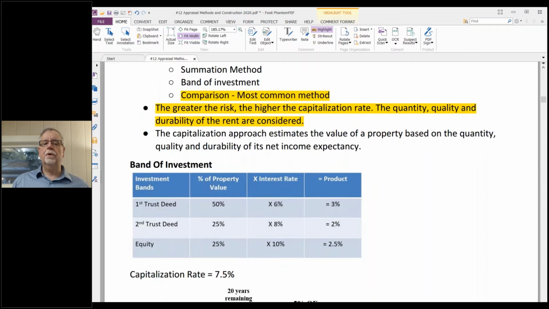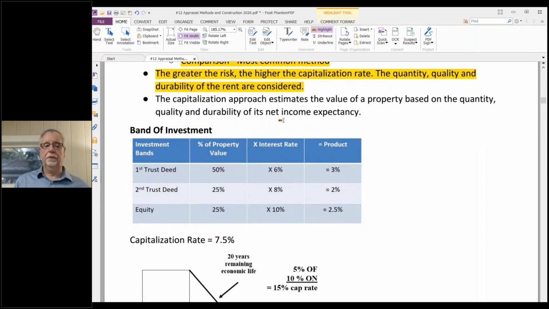The capitalization approach estimates the value based on... Band of investment.